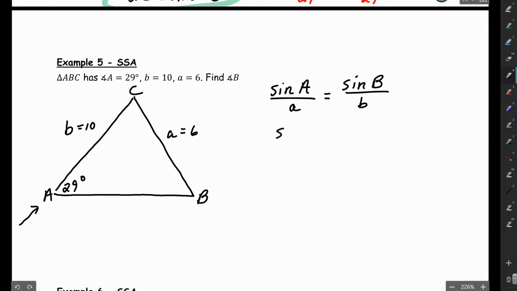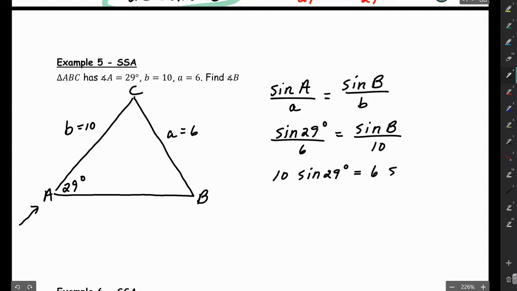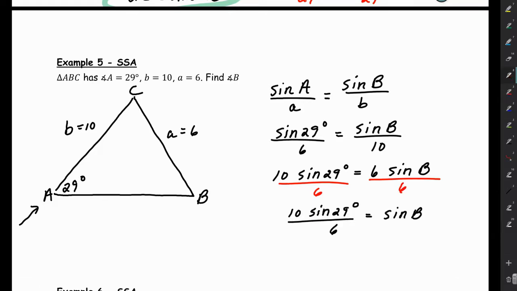Right, so we're going to write out the sine of 29 degrees over 6 equals the sine of B over 10. We're going to cross multiply. I'm going to divide both sides by 6. To undo sine, we have to take the inverse sine of both sides.